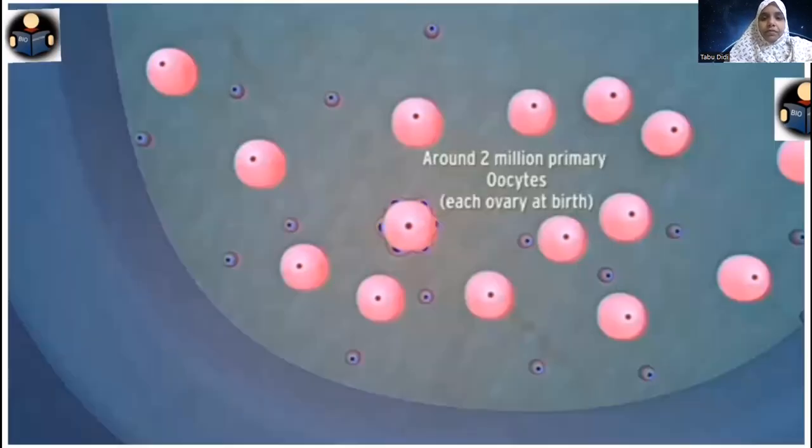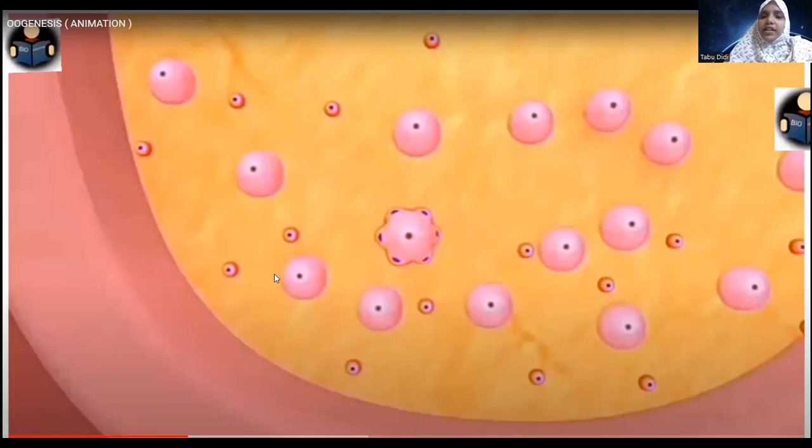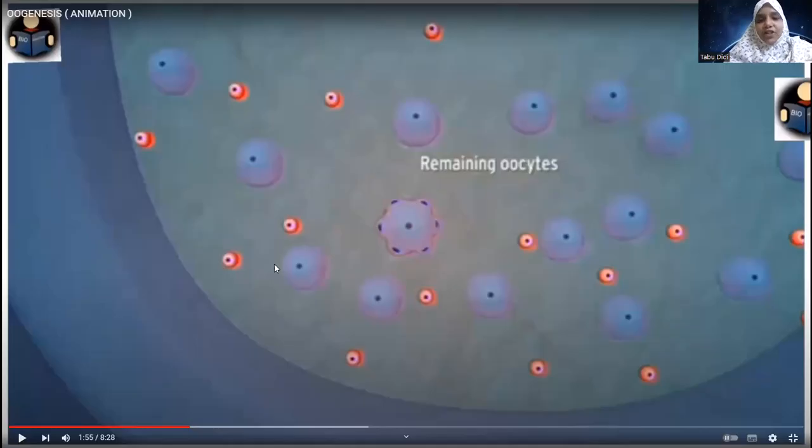Around 2 million primary oocytes are present in each ovary at the time of birth. From this, about 40,000 follicles persist at puberty. This we have discussed in the previous live class also, right?